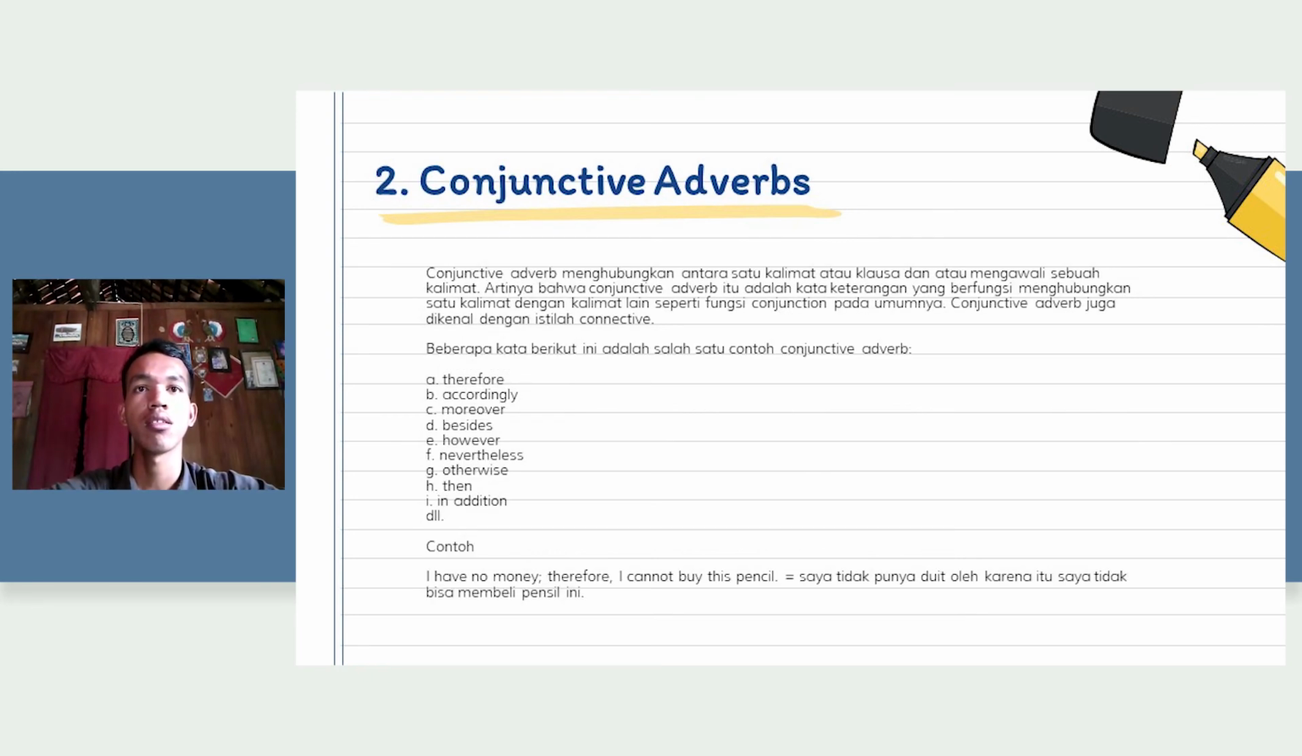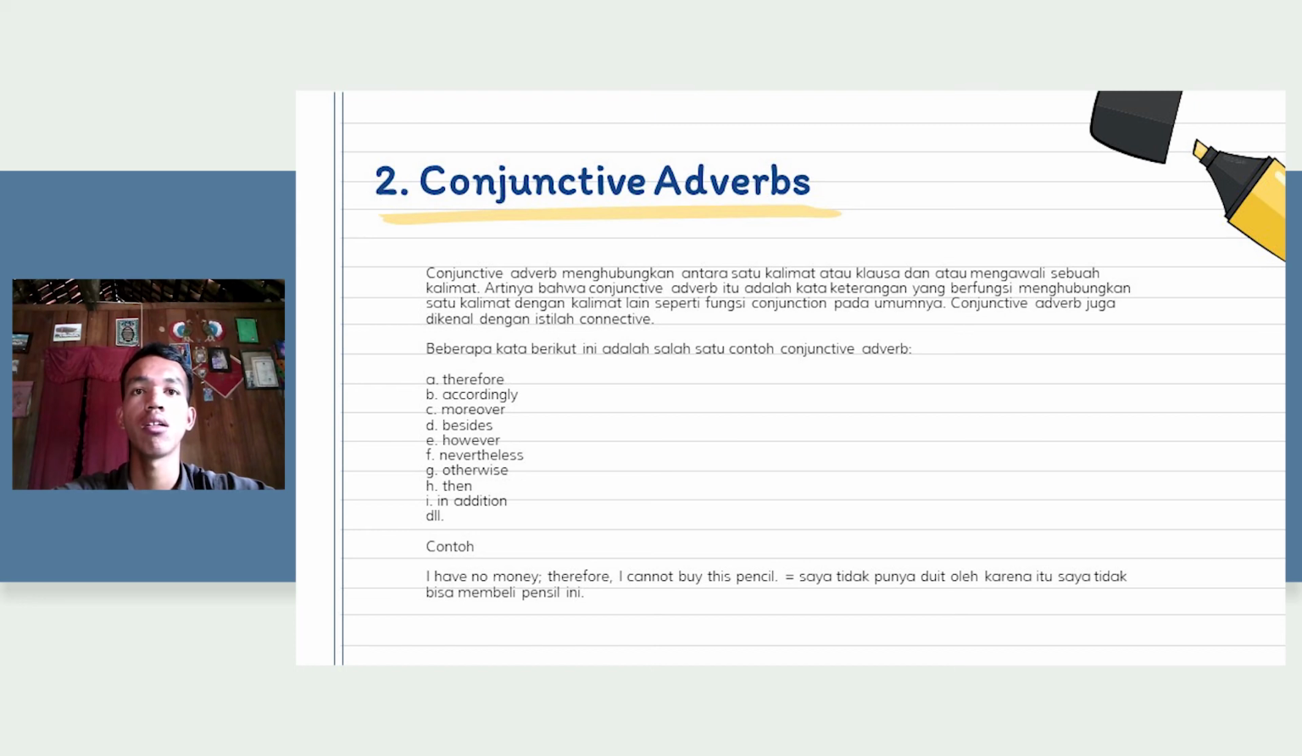The second, conjunctive adverbs. Conjunctive adverbs connect between a sentence or clause and or begin a sentence. This means that the conjunctive adverb is an adverb that functions to connect one sentence to another sentence, like a conjunctive function in general. Conjunctive adverb is also known as connective.